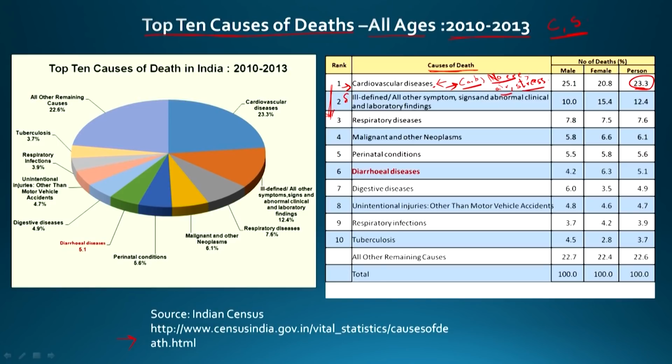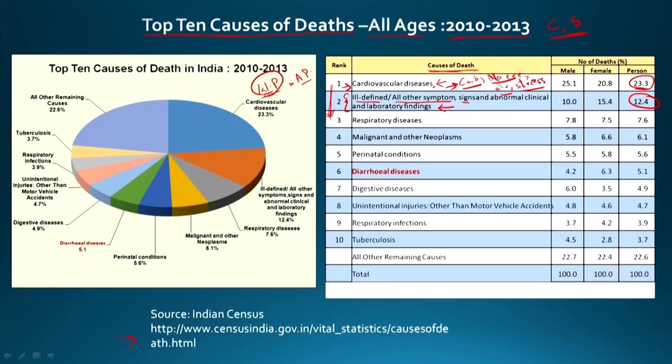Then this ill defined category, those deaths for which you could not ascribe any particular reason. All other symptoms, signs and abnormal clinical and laboratory findings. Again this could be due to, typically, water pollution and air pollution, mostly due to water pollution.